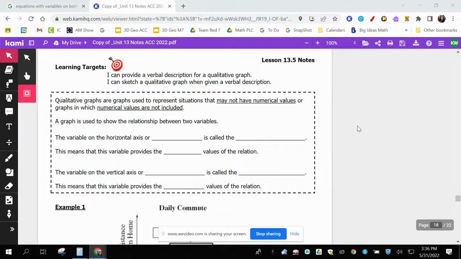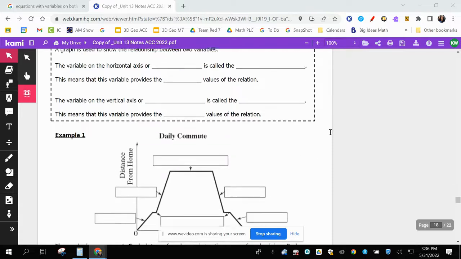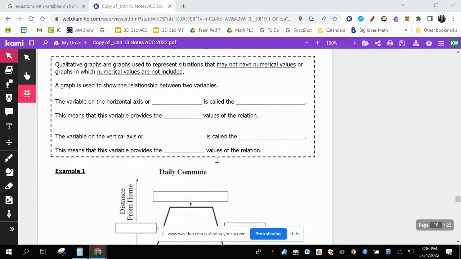The learning targets for this lesson are: I can provide a verbal description for a qualitative graph, and I can sketch a qualitative graph when given a verbal description. So here's an example of a qualitative graph down here.